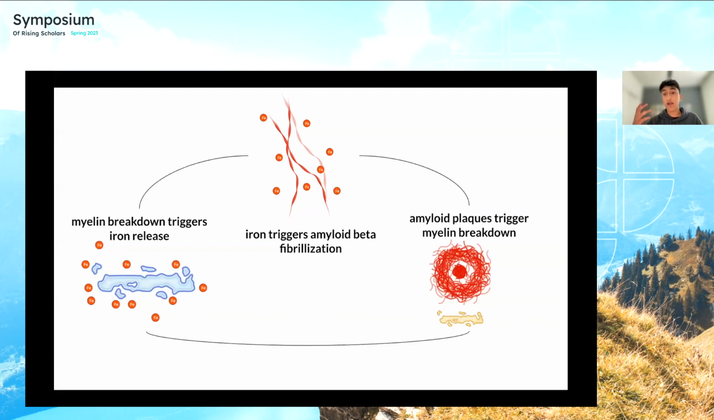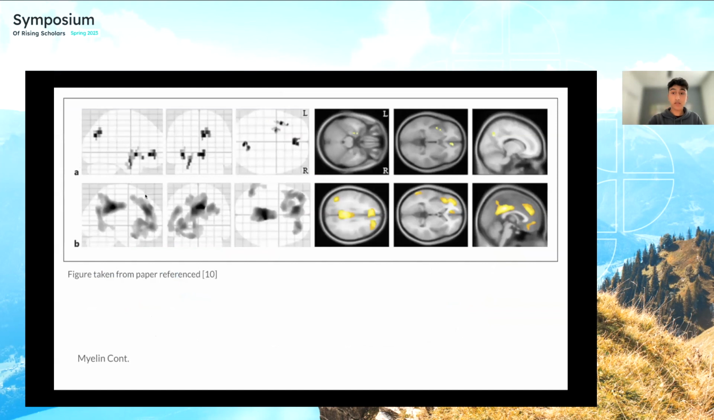And so once those toxic aggregates form, they cause further myelin breakdown and dysfunction of OPCs. And so there's this kind of positive feedback loop happening here where myelin breakdown causes amyloid beta production and amyloid beta causes myelin breakdown, which contributes to the pathology of Alzheimer's.